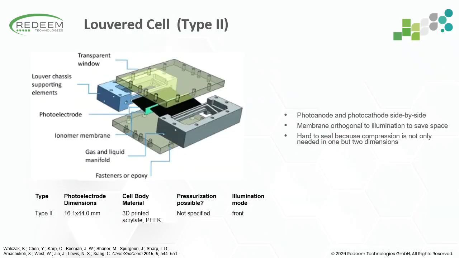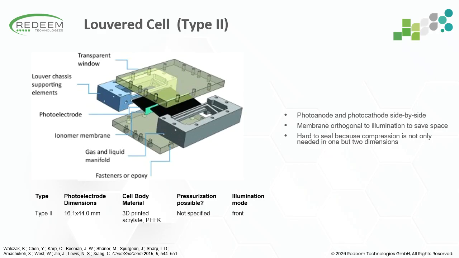The only type 2 architecture I will discuss today is this louvered cell, because relatively few examples of this configuration have been reported in literature. In contrast to the type 1 sandwich reactors, the photoanode and photocathode are arranged side by side, while the membrane is oriented approximately 90 degrees to the illumination direction. This allows both photoelectrodes to remain directly illuminated without one shading the other, while reducing the overall reactor footprint.